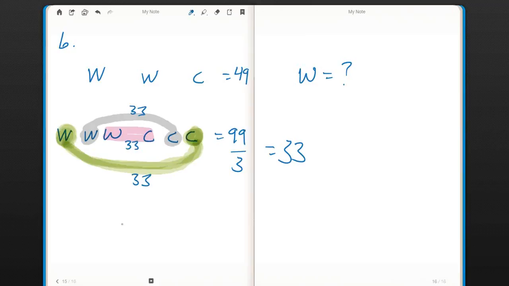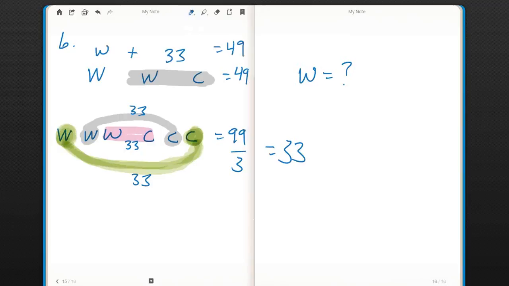Keep in mind I can't divide it by 2 and know the cost of a watch and a calculator because I don't know that they're equal. But I do know that if I have 3 equal sets of a watch and a calculator each, that each of them is $33. So what does that tell us? Hopefully it's jumping out at you by now. A watch and a calculator together are $33.